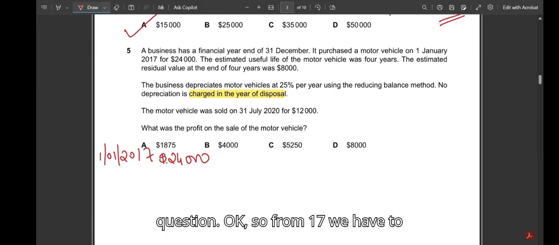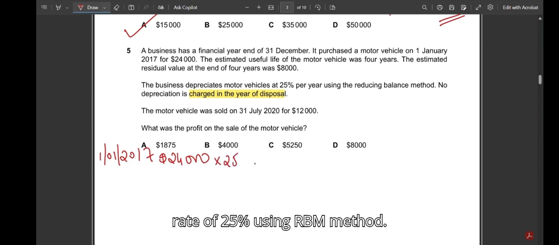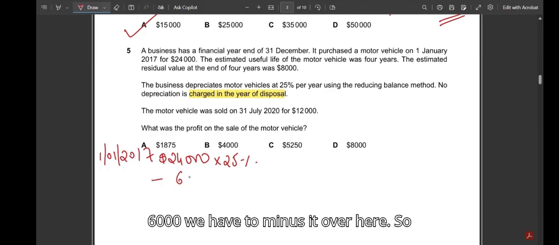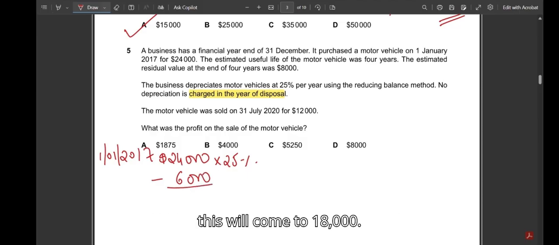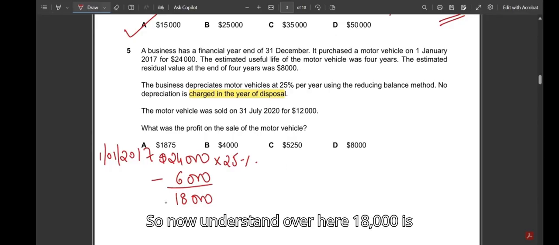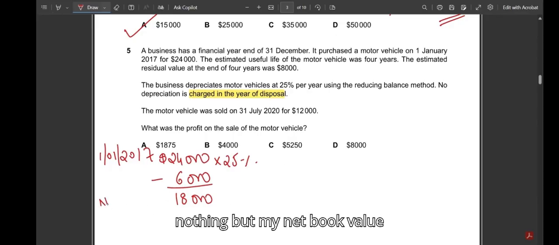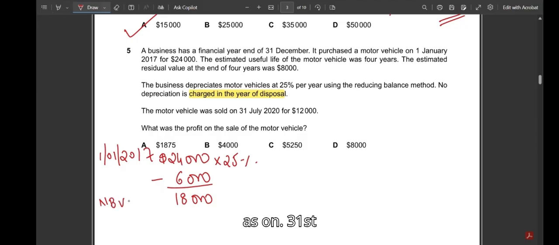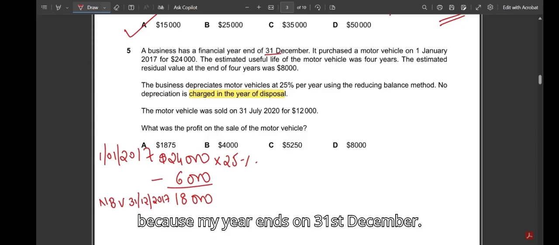Very easy question. Okay, so from 2017 we have to start calculating the depreciation. Depreciation is directly given at the rate of 25% using the reducing balance method. So 25% of 24,000 will come to 6,000. So 6,000 we have to minus over here, so this will come to 18,000. Now understand, over here 18,000 is nothing but my net book value as on 31st December 2017, because my year ends on 31st December.